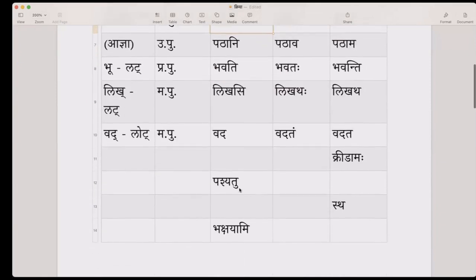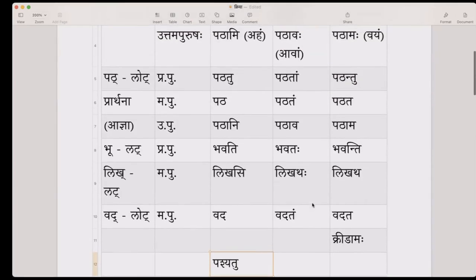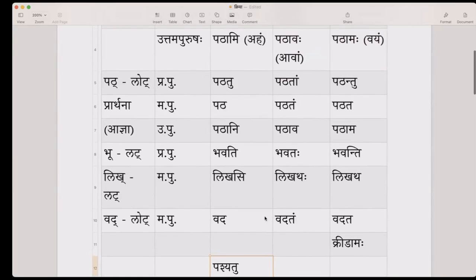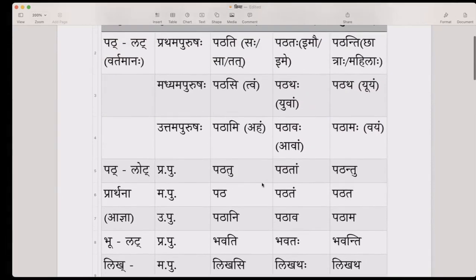Why don't you try the next here? No, I'm not talking about filling out the rest, but how do you identify that it's a lot versus lat? Because it is separate. They are different forms. Because when you see the form vada, there was the only form. There is no vada in lat. Okay. Right, and also the first three rows are lat lakara, and then the next three rows are lot lakara. It's written there.